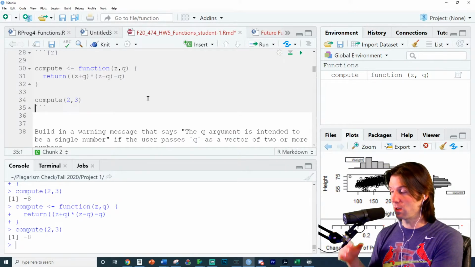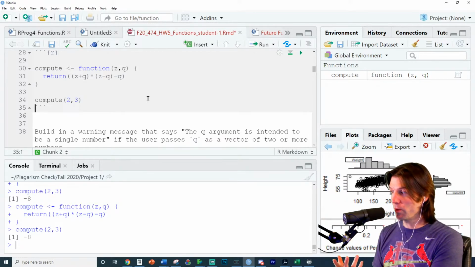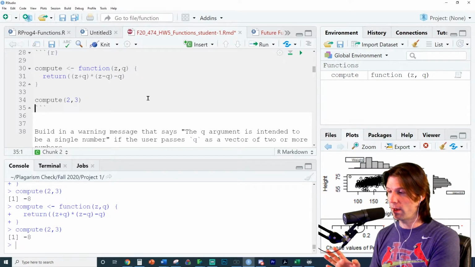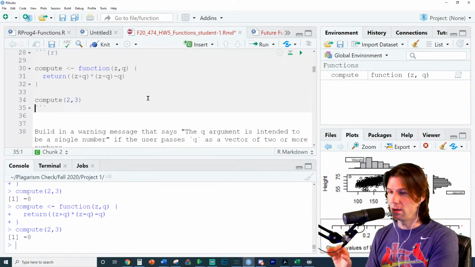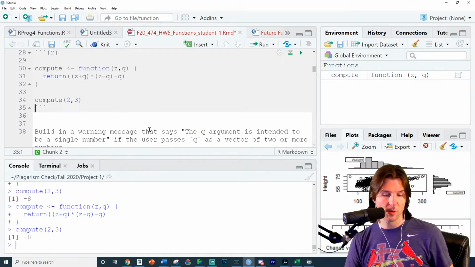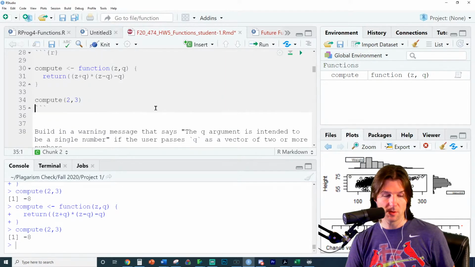A message is just going to show a message on the screen. A warning is going to still run your code, but show a warning in red. And a stop is going to completely stop your function. Stop. Game over. Done. So this is just a warning right here, but it says the argument is intended to be a single number if user passes q as a vector of 2 or more numbers.